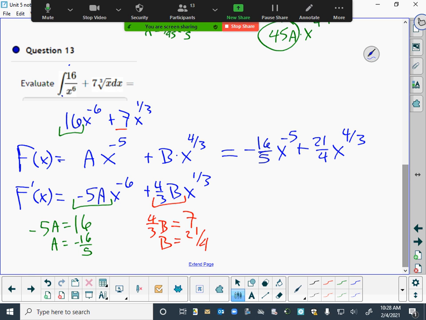Okay? And then the problem itself throws the plus c in at the end to indicate again that this is every antiderivative of 16 over x to the 6 plus 7 times the cube root of x. That will work for us here. This is the part that goes in the answer box.